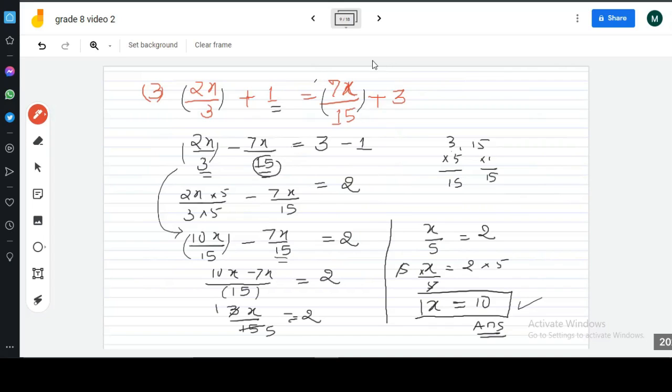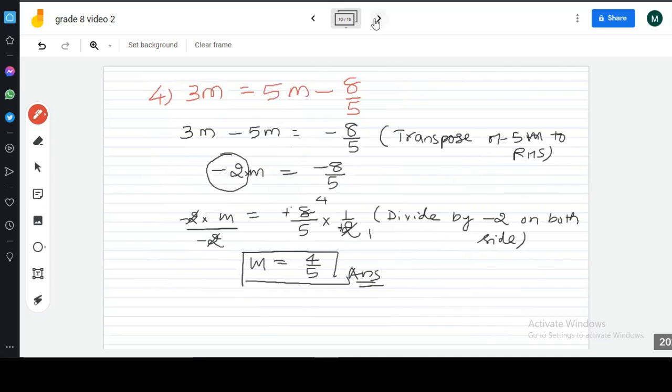Let's move ahead with some more examples. Let's see sum number 4. The fourth type of example on this part is like this: 3m minus 5m equal to minus 8 upon 5. Sorry. So again the same steps we need to apply here.